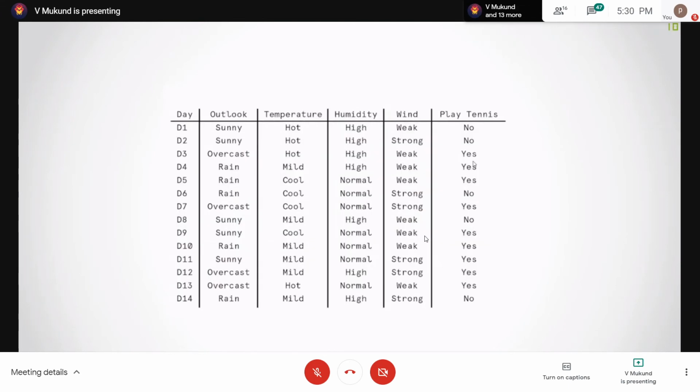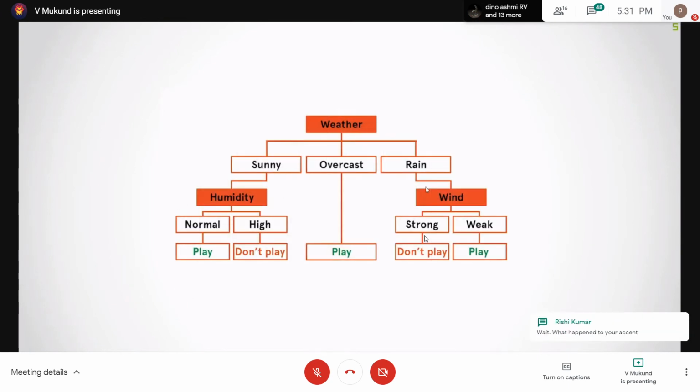when it is rainy and the wind is weak, in this case we've given the data that yes, we can play tennis on that day. But when it's rainy and wind is strong, we can see that we cannot play on that specific day. So it tries to form a tree branch such that when it's raining and the wind is strong, we cannot play. When it is raining and the wind is weak, we can play.